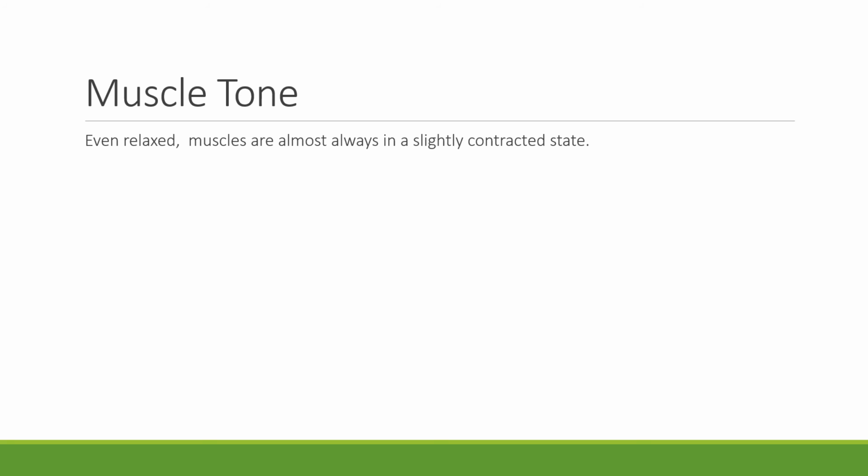Even when muscles are relaxed, they're still in a slightly contracted state. This is known as muscle tone, and it keeps them firm and healthy. Let's compare the terms isometric and isotonic as they pertain to muscle tone.